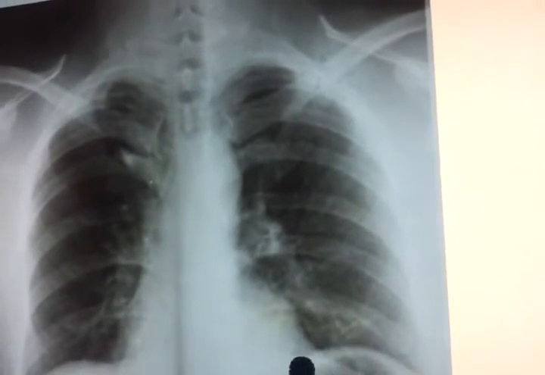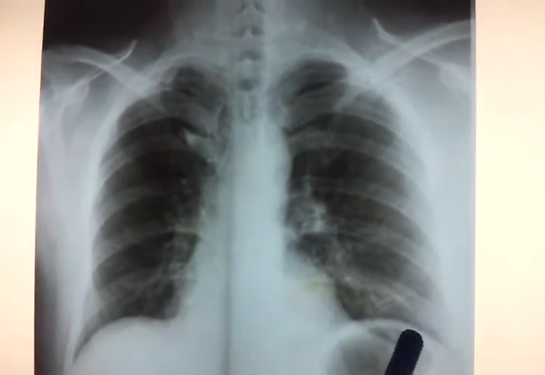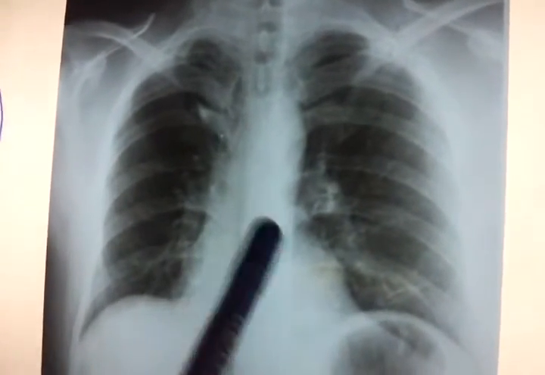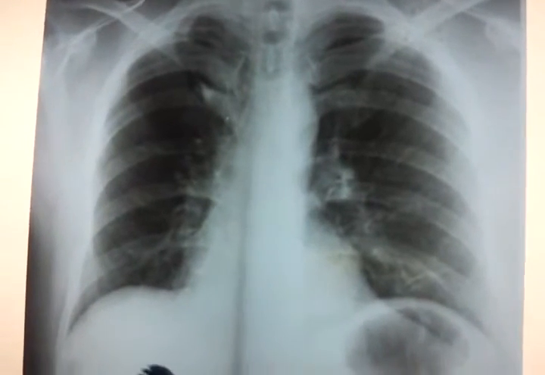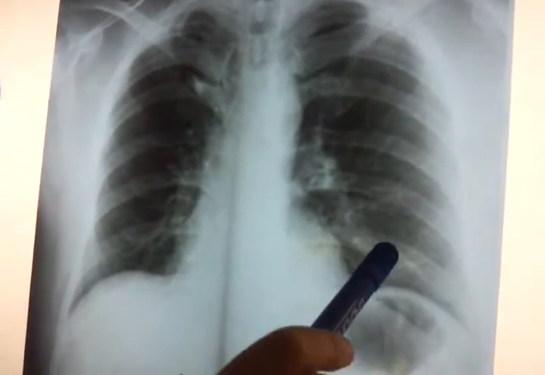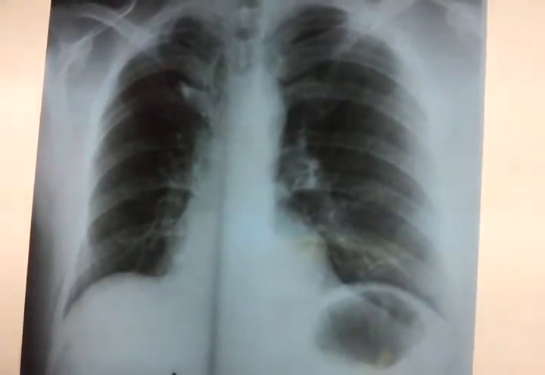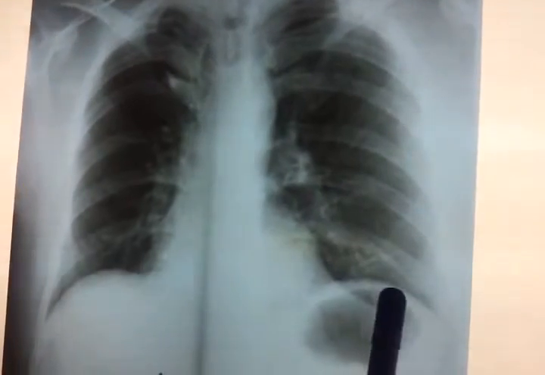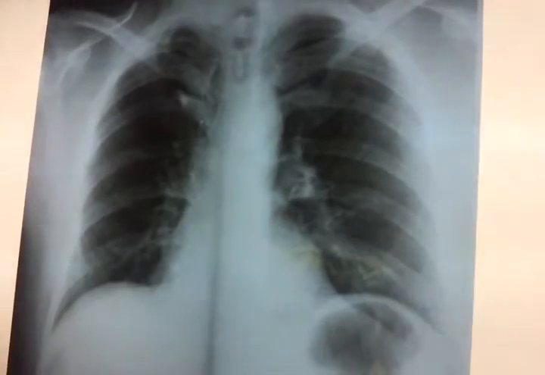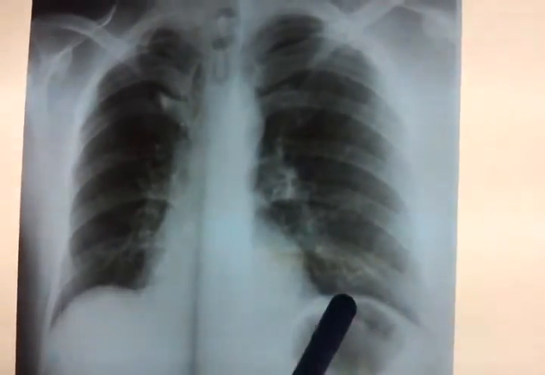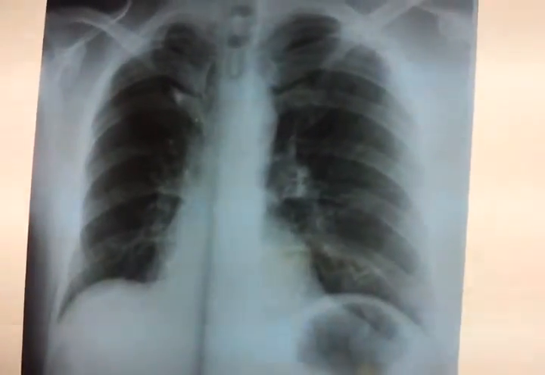You see the left diaphragm is above the right diaphragm. Diaphragm elevation on the left side. The causes of it are either a lesion in the lung pulling it up, or a lesion in the abdomen pushing it up, or there is paralysis of the phrenic nerve of that diaphragm. But this diaphragm is elevated because a lot of gas is there in the stomach in this patient.